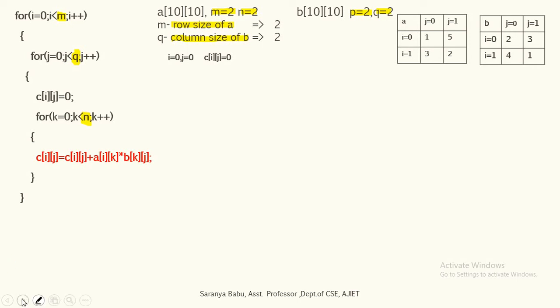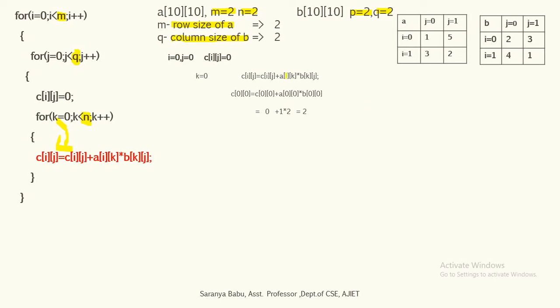I will be 0 and j will be 0. We will start with initial C of ij with the value 0. And with k equivalent to 0, it is coming inside the loop. And it processes the first location of the final resultant matrix, the location C of 0, 0. First, the value will be 0.